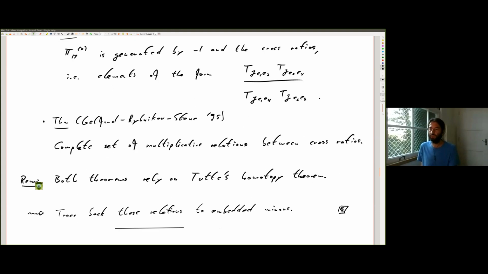So all we have to do is to trace back the relations of Gelfand, Rybnikov, Stone to relations that appear in embedded minors. So this is not very complicated, this step. It's technical, so it's also not easy in a sense, but it's not deep. This is just a technical step.